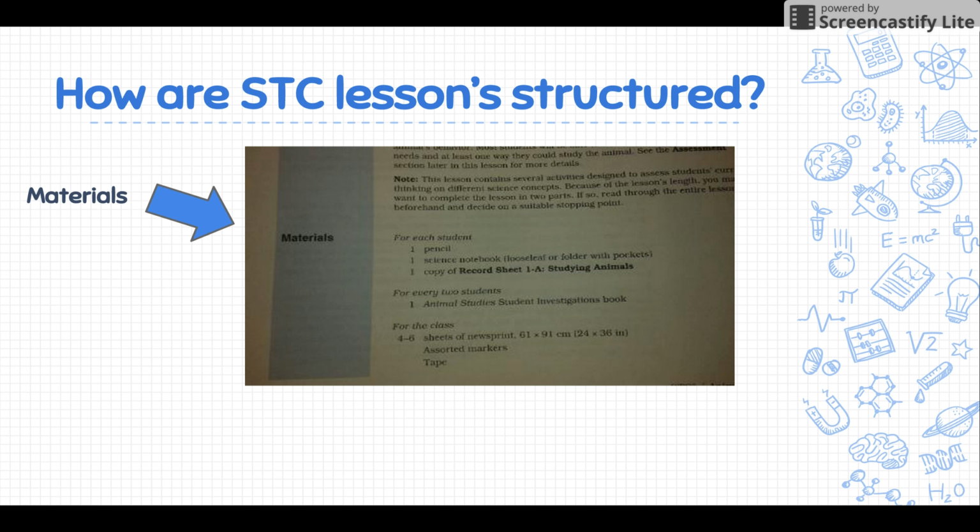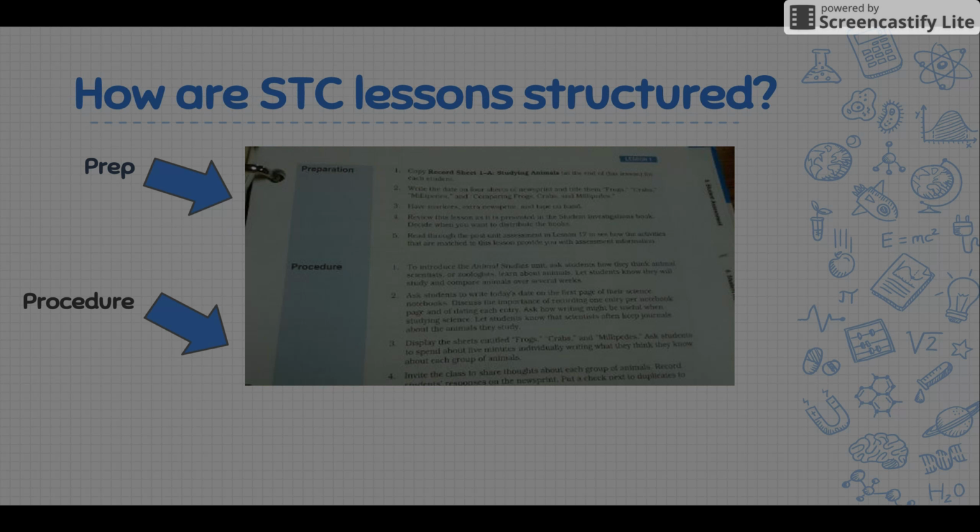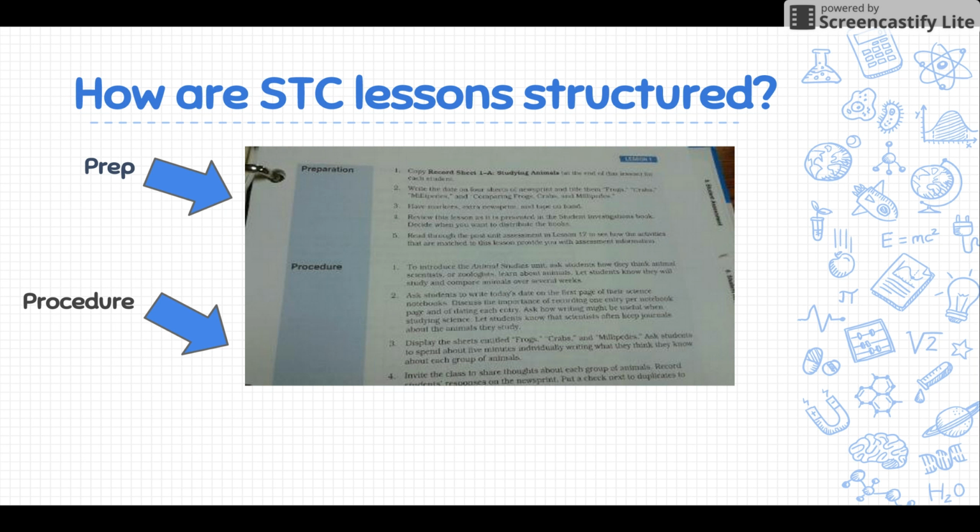Next, we have materials. The materials section is structured so that you can see what each student will need, what each group of students will need, and what the class will need for this lesson. Then we have the prep section. This tells you what to actually do with the materials before you start teaching. You might have to cut string a certain length or prepare materials for the habitat.